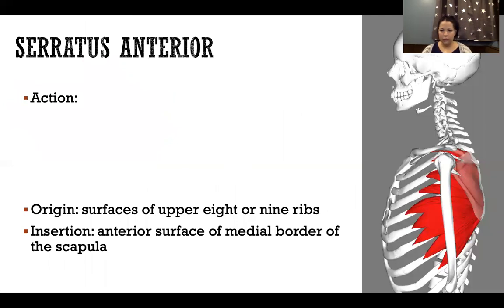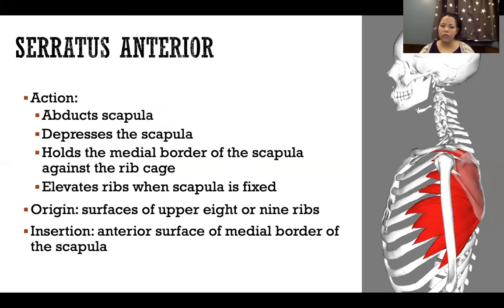Serratus anterior gets its name, serratus, like a serrated edge or a serrated knife, because it has that sort of zigzag appearance on the anterior side. So this muscle's origin is the surfaces of the upper 8 or 9 ribs. So its origin is the ribs, kind of on the anterior side. And then it wraps around to the back of the body and inserts on the anterior surface of the medial border of the scapula. So this muscle is going between the scapula and the rib cage. It's going anterior to the scapula and inserting on its medial border.